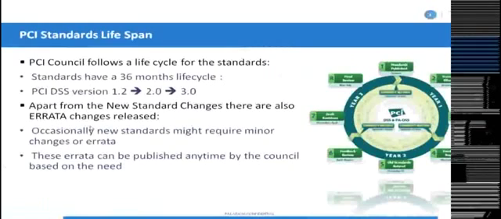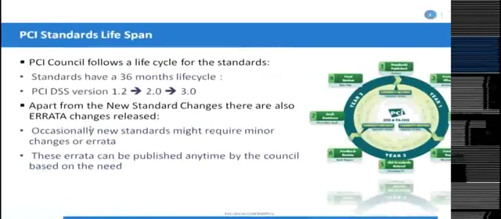Now, we all are aware of the change in the version of the standard. We knew that version 2.0 is what currently is the PCI DSS version, and the new version is 3.0. Something that most of us are aware of, but I would just like to share this point: the PCI Council itself has a life cycle that they maintain for the standards. Each version would have a 36 months life cycle.